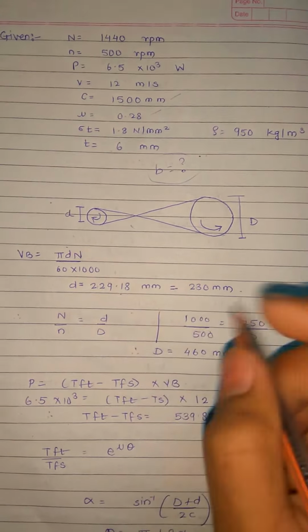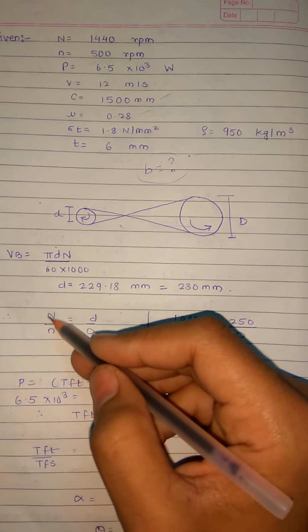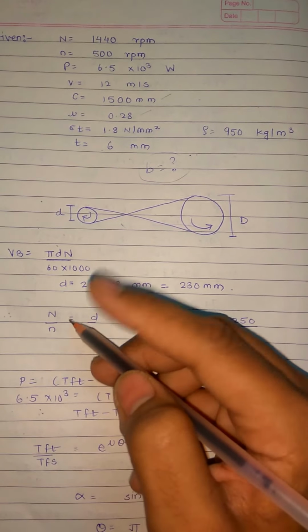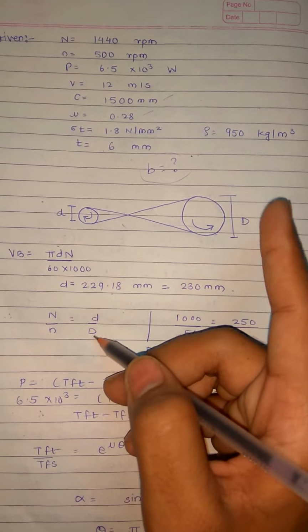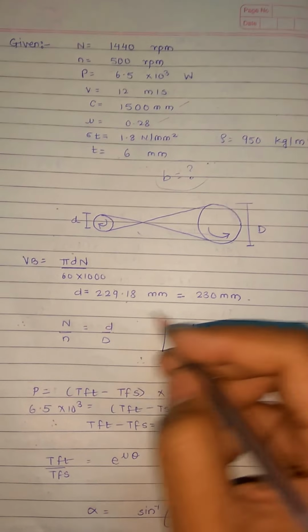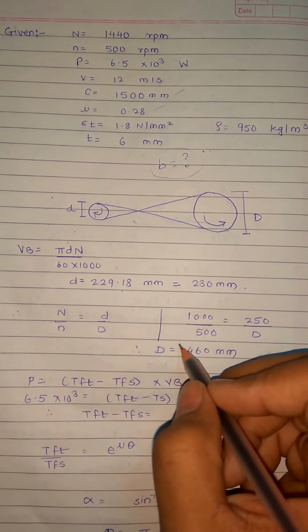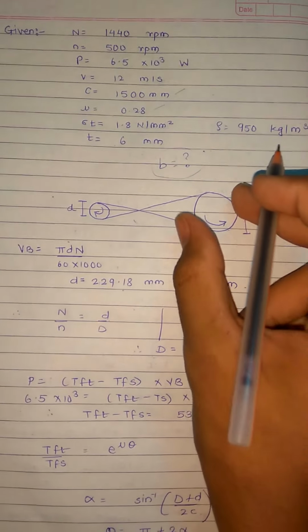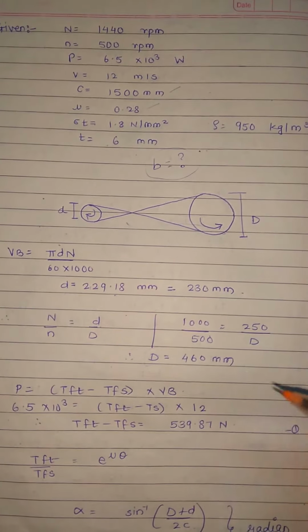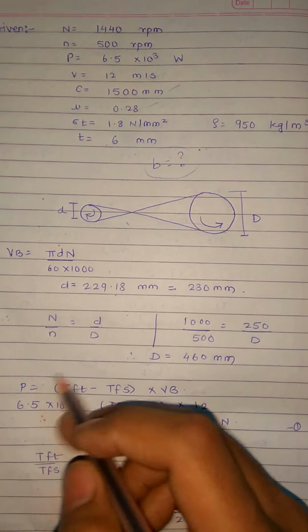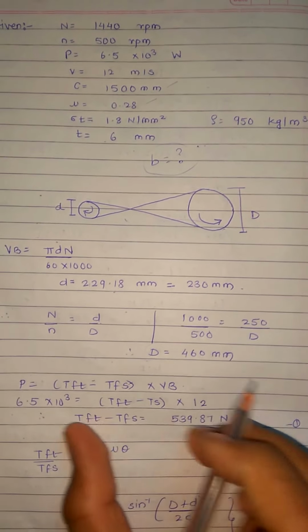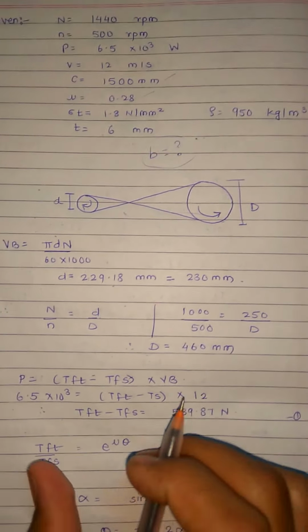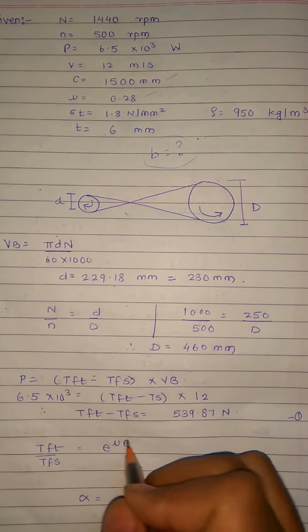Now as we all know from the gear ratio, bigger speed upon smaller speed is inversely proportional to smaller diameter upon bigger diameter. Using this equation, we can find out the capital D, that is diameter of the driven pulley. As we have two D's, we can calculate from the power TFT minus TFS, we get an unknown value. Again, TFT upon TFS is equal to e to the power mu theta.